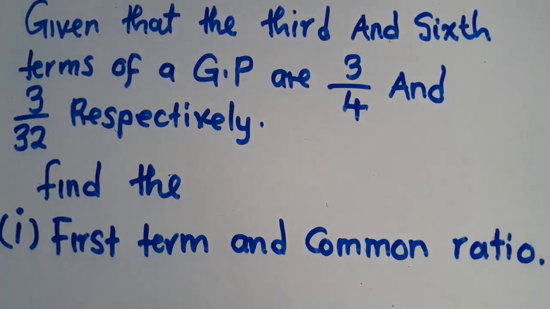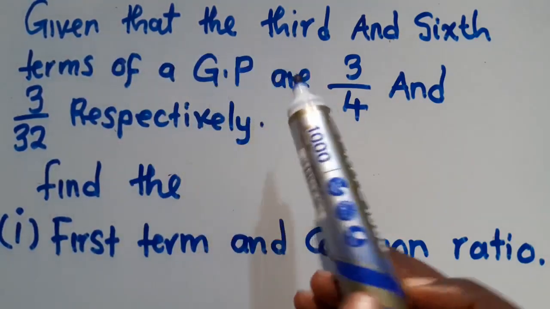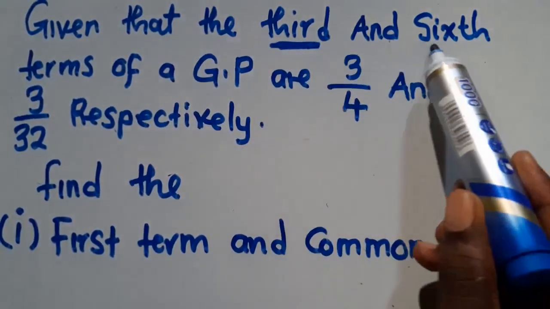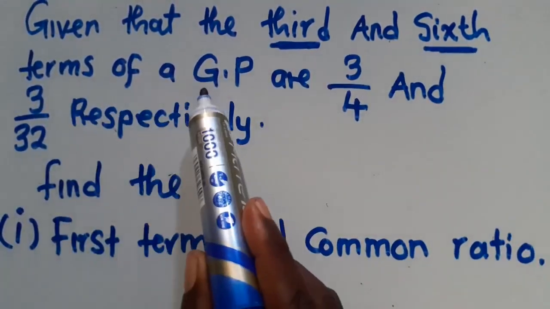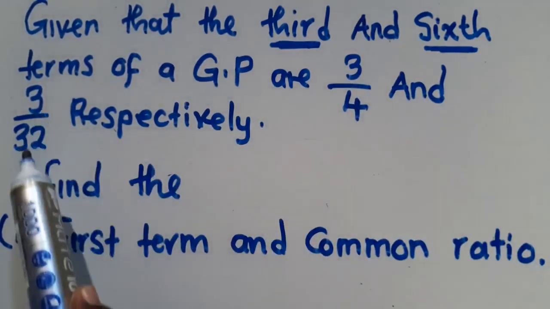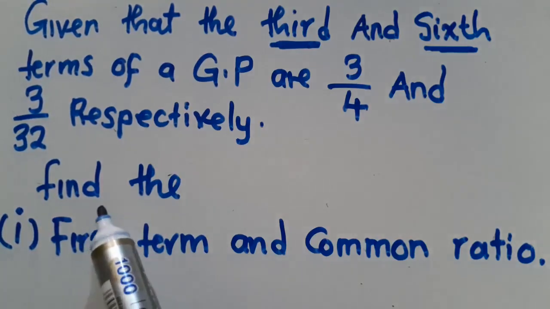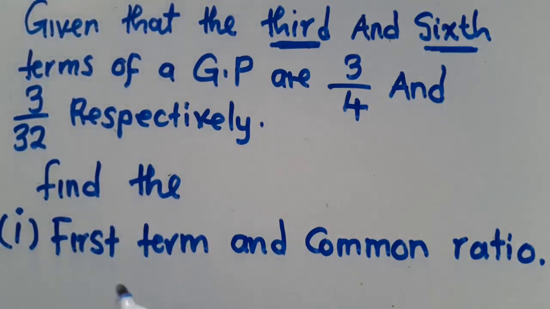The question is saying, this is the first question that you are given: given that the third and sixth terms of a geometric progression are 3/4 and 3/32 respectively. This is what you are given. Then the first question is saying you are told to find the first term and the common ratio.